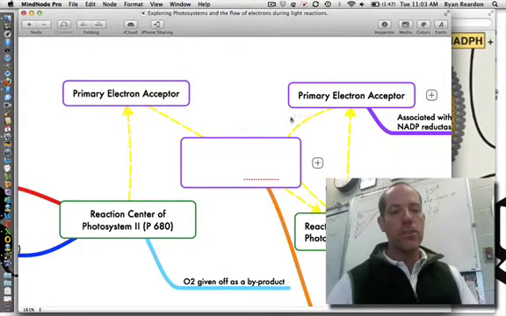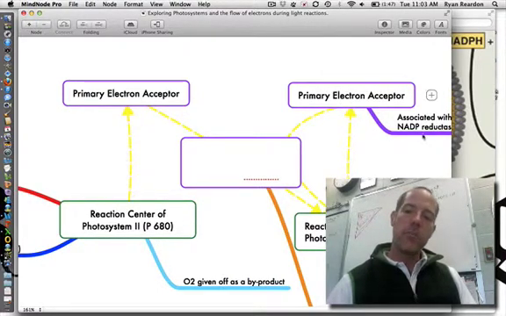Then the other thing I do want you to notice, so we've got this non-cyclic flow of electrons, and then you'll also notice that some of the electrons may move off over here to the right.